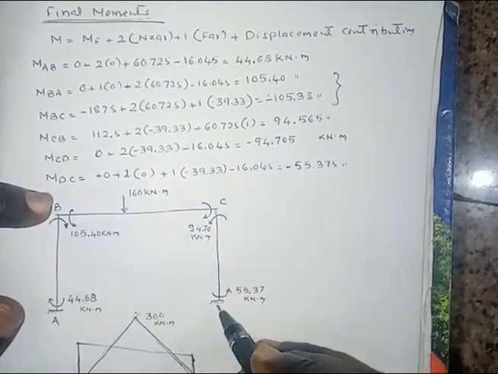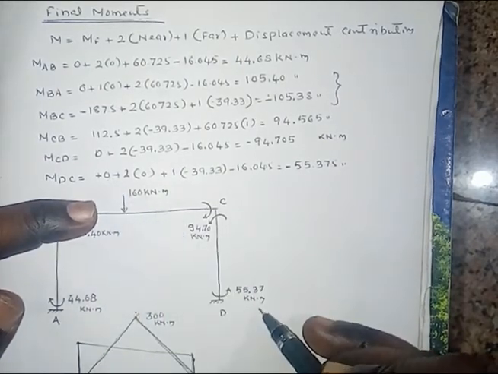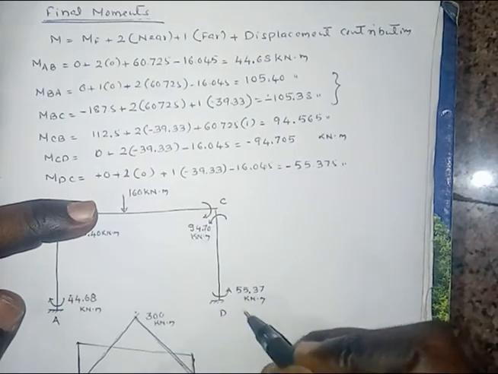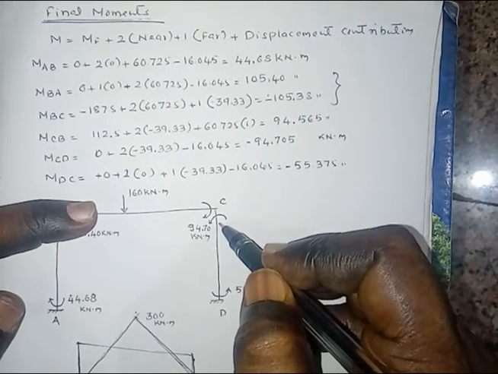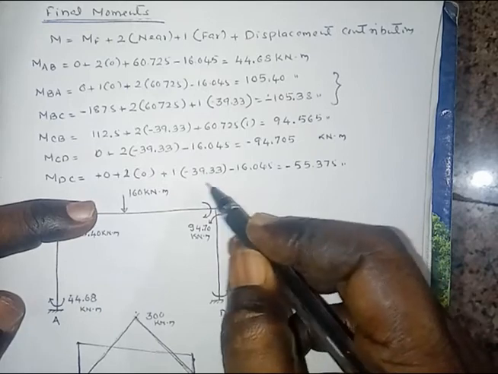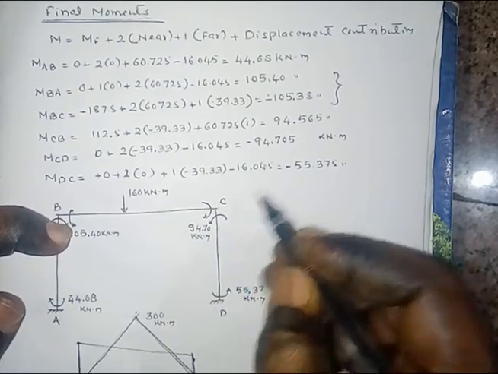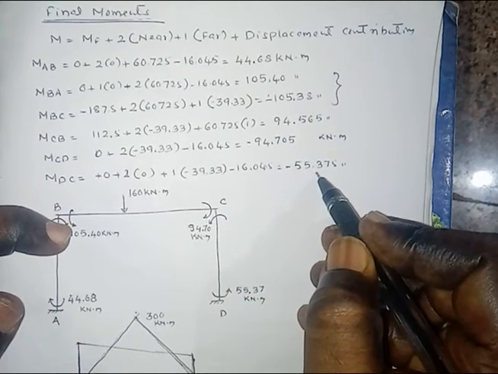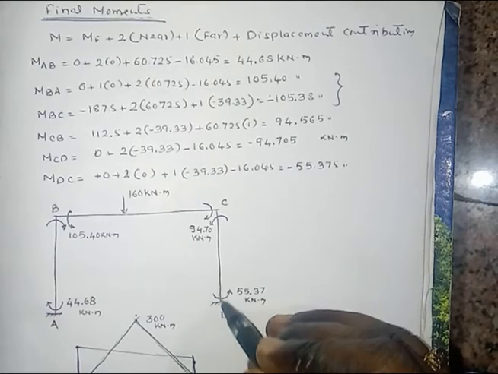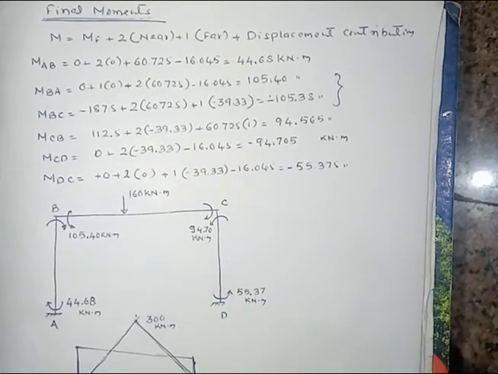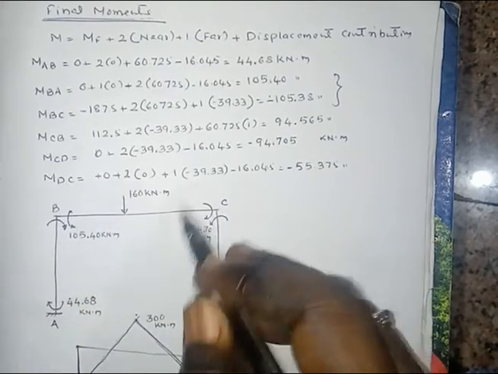Then MDC, at the fixed end: the fixed end moment is 0, plus the near end contribution 2 times 0, plus 1 times the far end contribution, that is minus 39.33 into 1. The displacement factor is minus 16.045. Here you will get minus 55.375 kilonewton meter, also anti-clockwise. Both these two are anti-clockwise, and these two are clockwise.